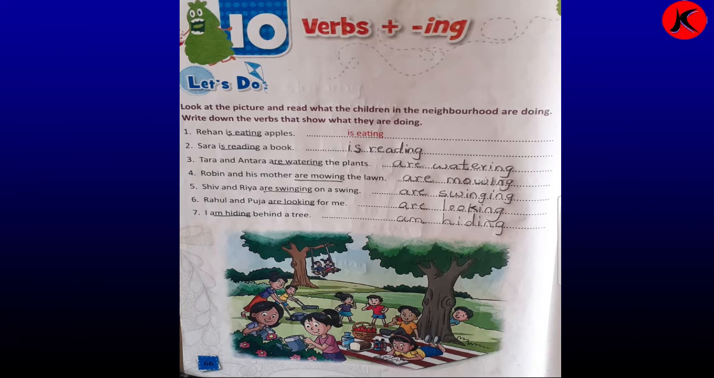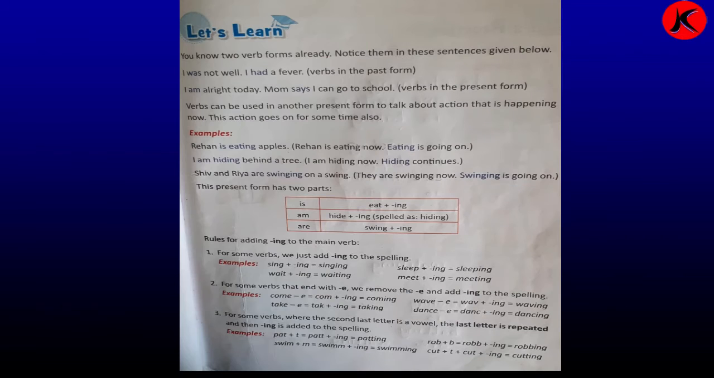So we'll read once again. Rehan is eating apples. Sarah is reading a book. Tara and Antara are watering the plants. Robin and his mother are mowing the lawn. Shiv and Riya are swinging on a swing. Rahul and Pooja are looking for me. I am hiding behind a tree. Now we'll go to the next page.